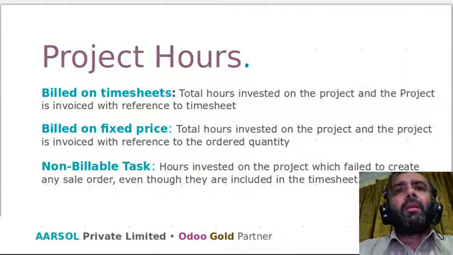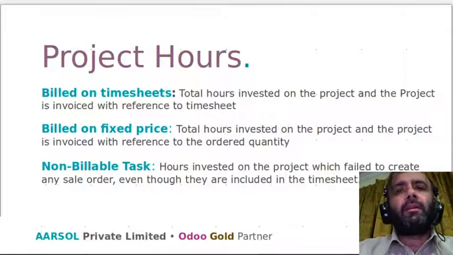And the second type is the billed on fixed price. These are the total hours invested on the project, and the project is invoiced with reference to the ordered quantity. So here the difference is this: in the first one, billed on timesheets, the project was invoiced with reference to the timesheet, and in billed on fixed price, the project is invoiced with reference to the ordered quantity of the order.